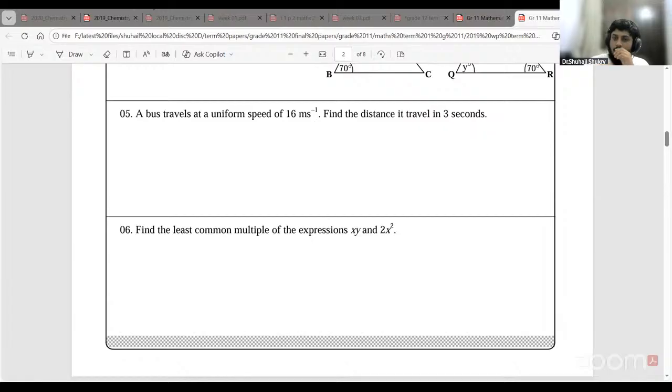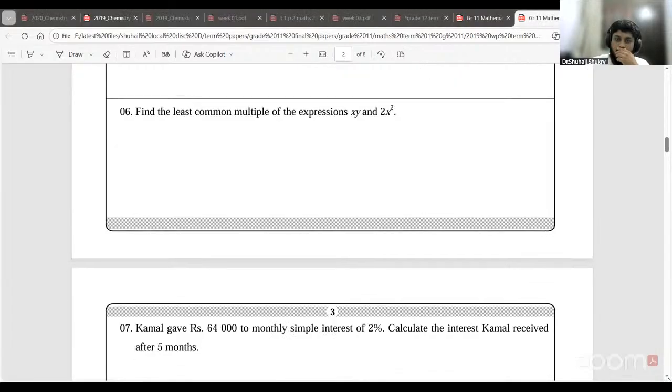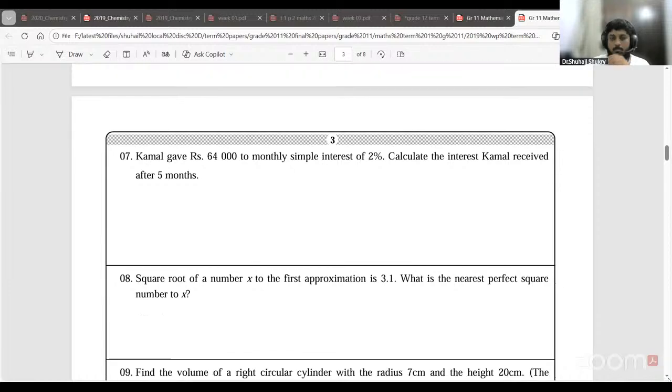Now the next thing: mainly whatever questions we are discussing, those are the ones that are going to come in your term exam. Now let's go to the next part. Kamal gave 64,000 rupees at a monthly simple interest of 2%. Calculate the interest Kamal received after 5 months.